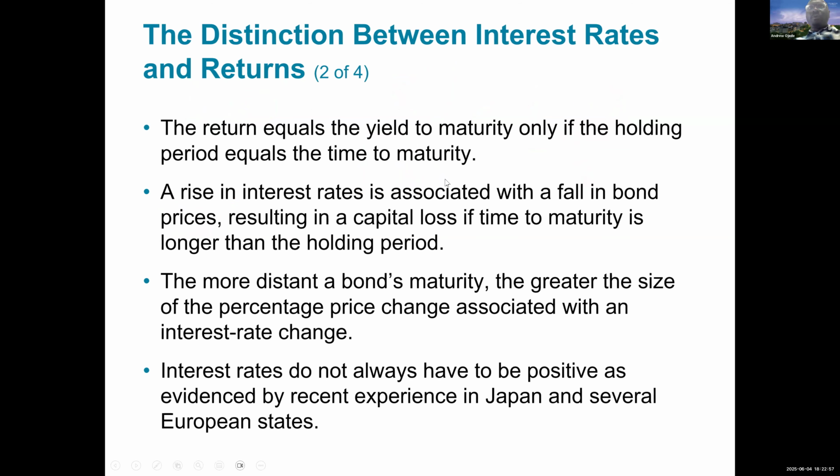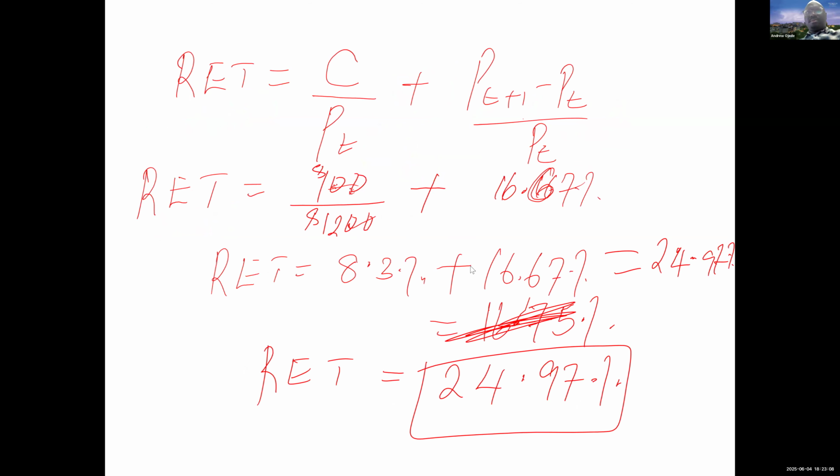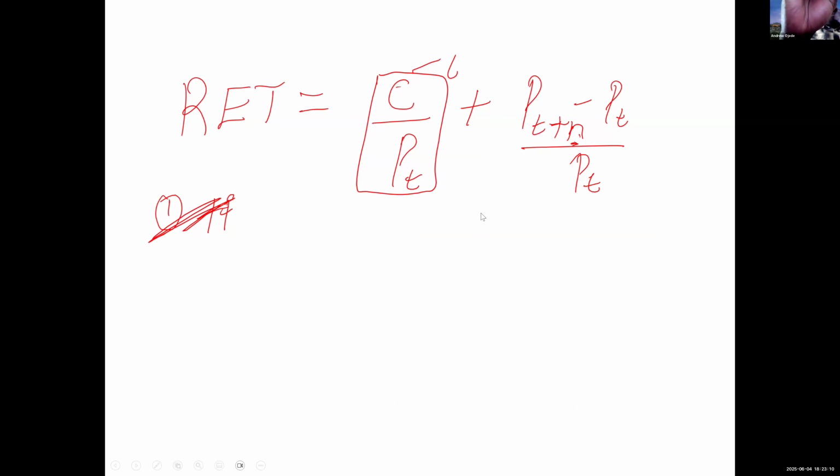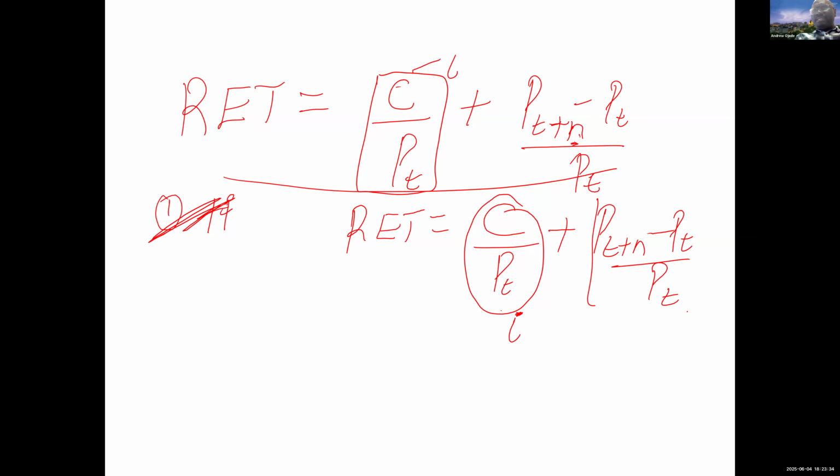So we want to find out why this is blocking this. If the return is written as C over PT plus PT plus N minus PT over PT, we know C over PT is the same thing as what? That is your current yield on the bond. That's the interest rate. Then this is the rate of capital gain.